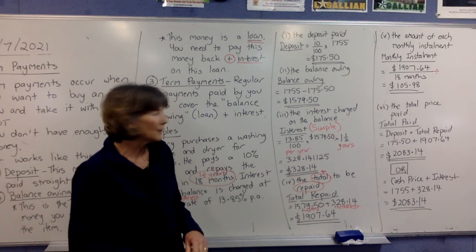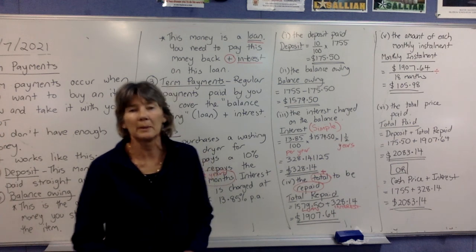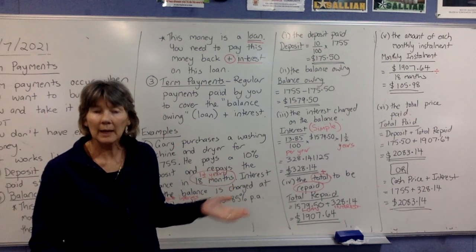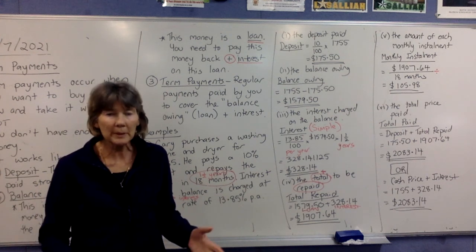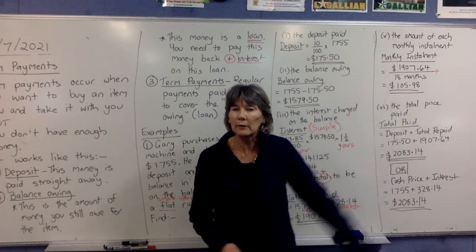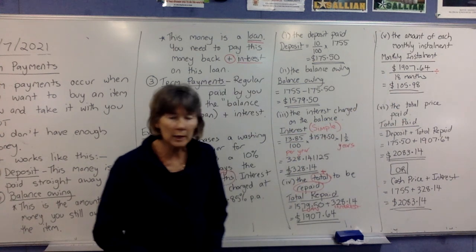All of these things are done by a third-party company. So if you go to Harvey Norman or Good Guys or any of them and they offer you a payment plan, that's what this is. Okay, and they don't organise it. Harvey Norman are not going to chase you for the money. They're not going to chase you up for your $105.98 every month. The Good Guys won't do that.